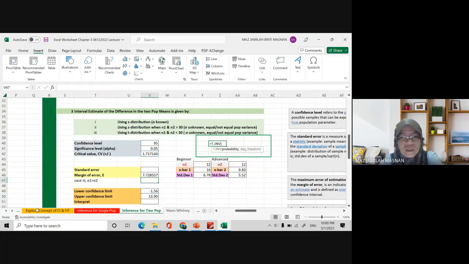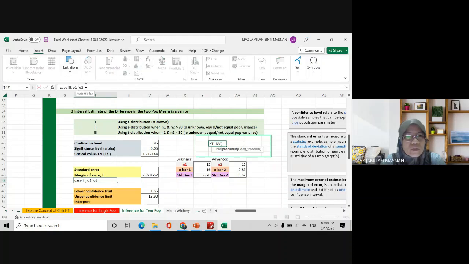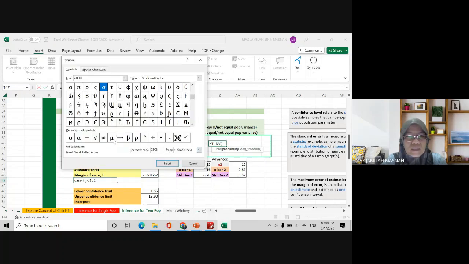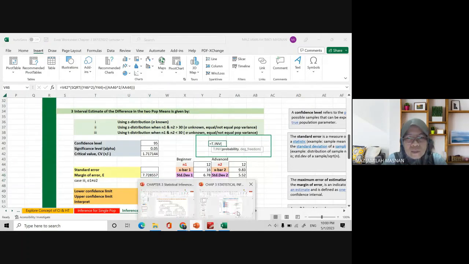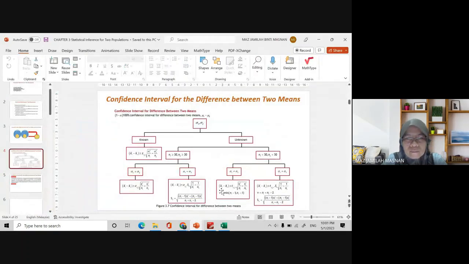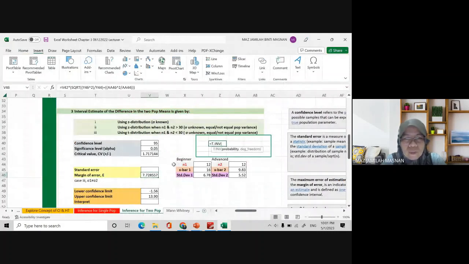In this case, we assume sigma 1 is not equal to sigma 2, just to simplify the calculation. I will share this Excel sheet again. Not equal to means that we are using this formula, and we should correct the degree of freedom. That will be the minimum of either one, n minus 1, so it should be 11, not 22.